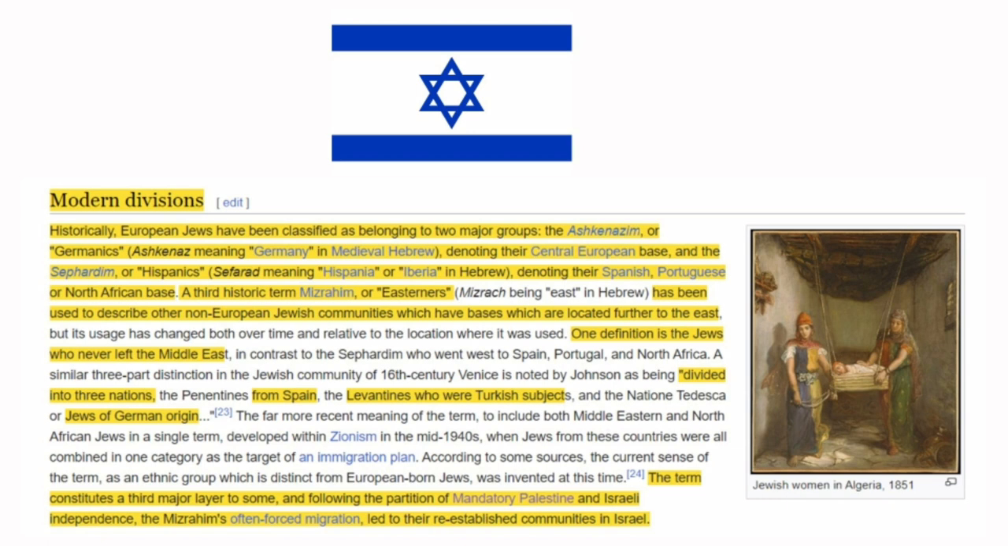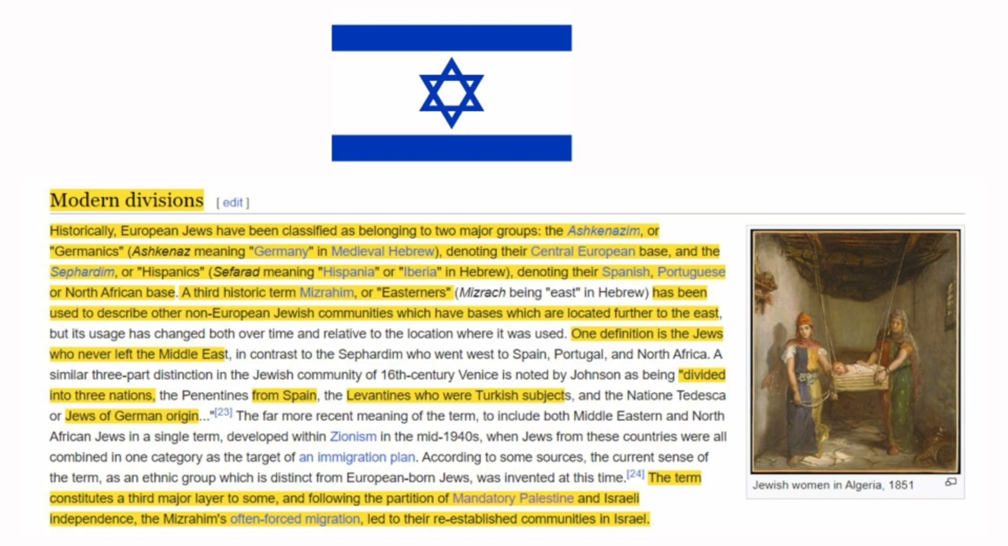A similar three-part distinction in the Jewish community of 16th century Venice is noted by Johnson as being divided into three nations: the Penitentes from Spain, the Levantines, who were Turkish subjects, and the Nationine Tedesca, or Jews of German origin.